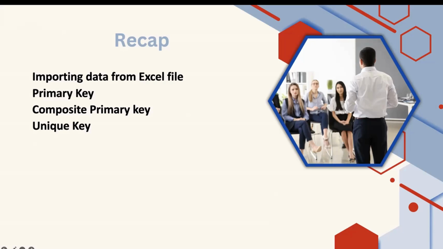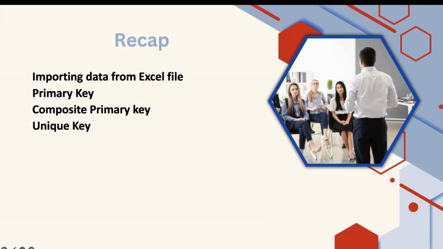Then there is a unique key. A unique key is similar to the primary key, but it can accept null values and we can have multiple unique keys in a table. The question about the difference between primary key and unique key is generally asked in interviews, so you can prepare for that also. These are the fundamental constraints which are useful for maintaining data integrity.